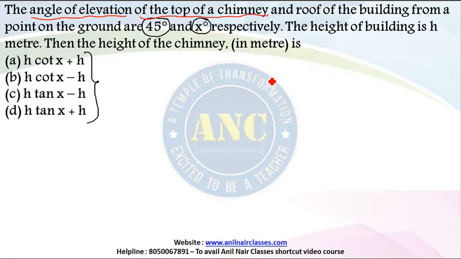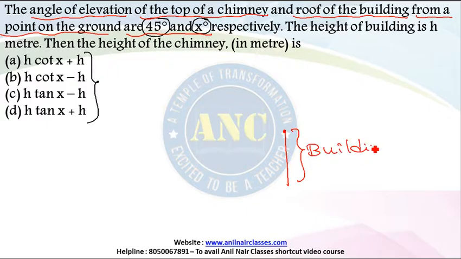The angle of elevation of the top of the chimney and the roof of the building from a point on the ground are 45 degrees and x degrees respectively. That means there is a building. This is the roof of the building. I will call this the building. Roof of the building, I will call it CD, for example.